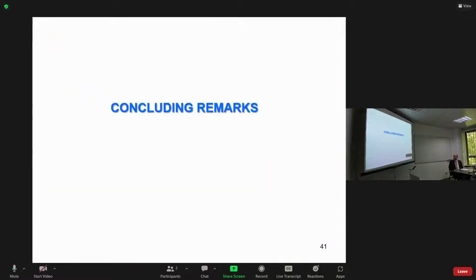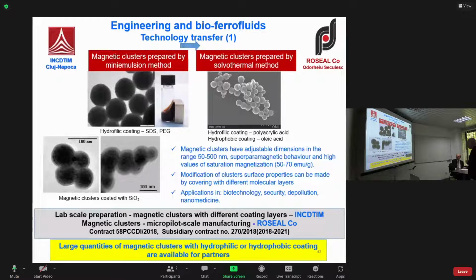So, two slides still. One is from Cluj: these magnetic nanoclusters are already produced on a large scale at our industrial partner, Romanian Steel Corporation from Odorheiu Secuiesc. So you can use them. Quantities are no problem.